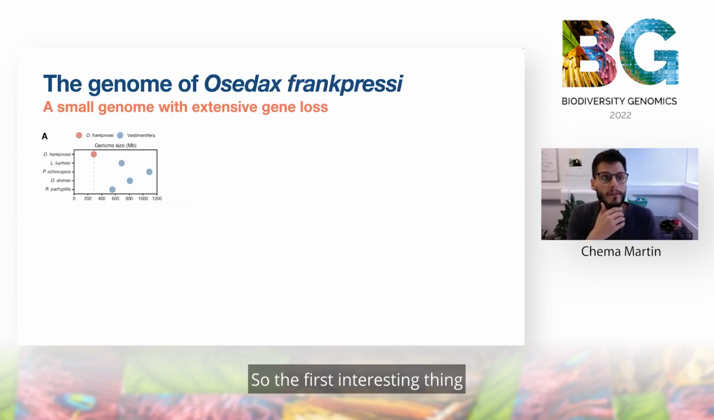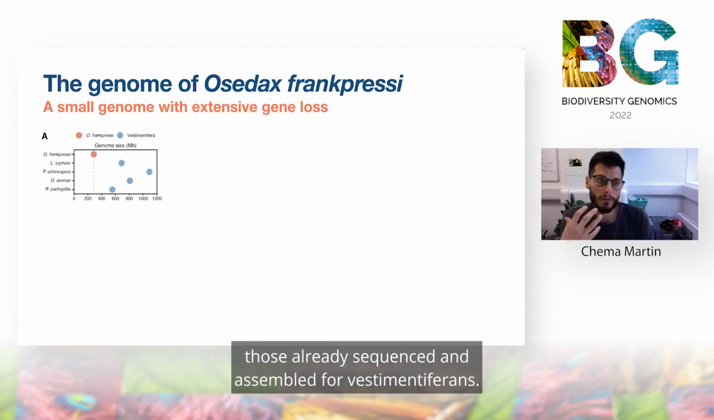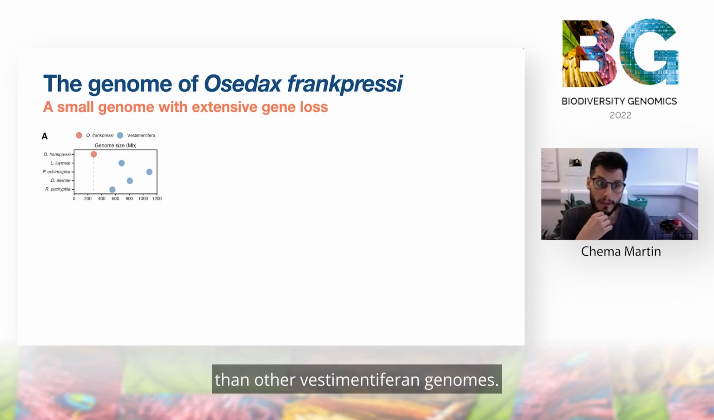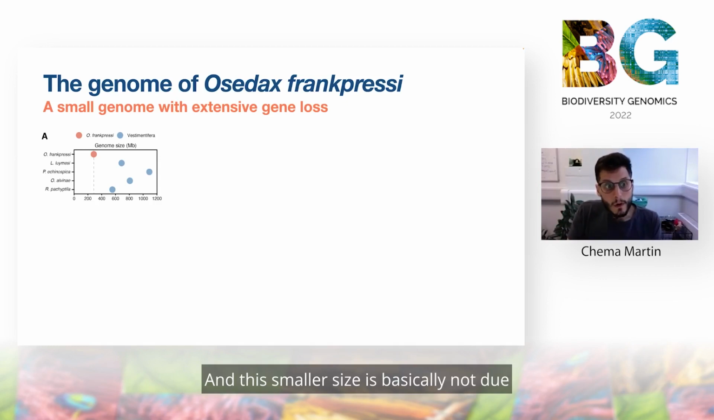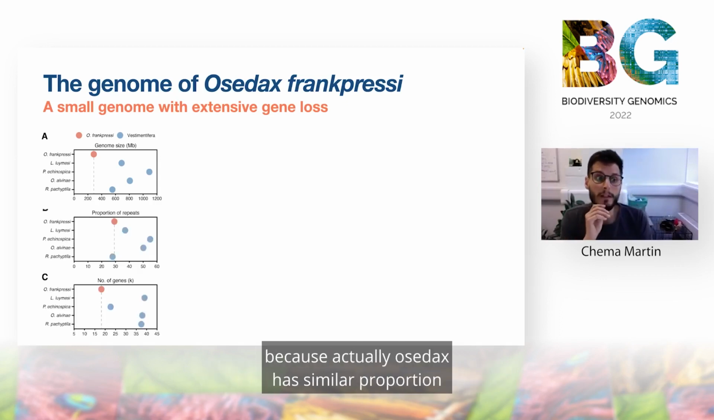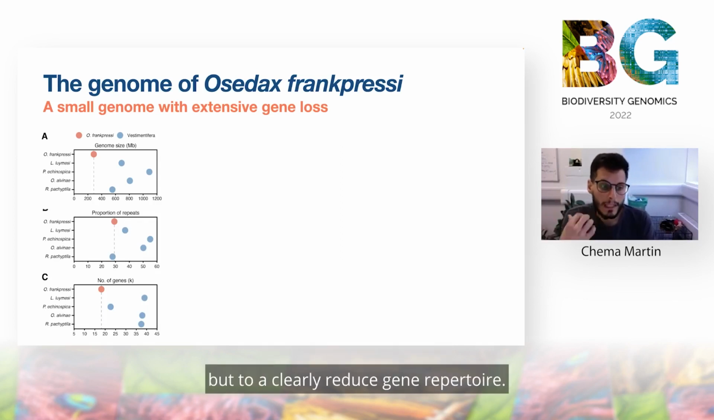So the first interesting thing is that the genome of Osedax frankpressi is way smaller than those already sequenced and assembled for Vestimentiferans. It is between half and 4 times smaller than other Vestimentiferan genomes. And this smaller size is not due to a lack of transposable elements, because Osedax has a similar proportion to Riftia pachyptila, but to a clearly reduced gene repertoire.